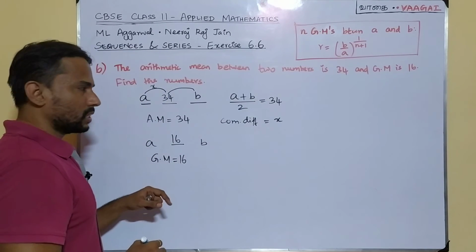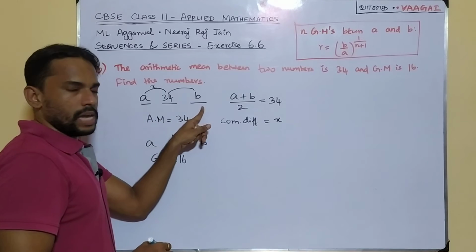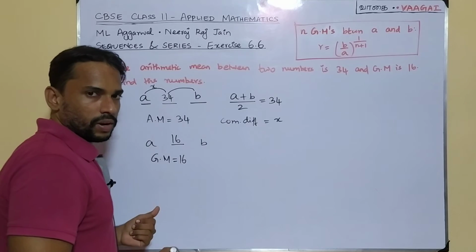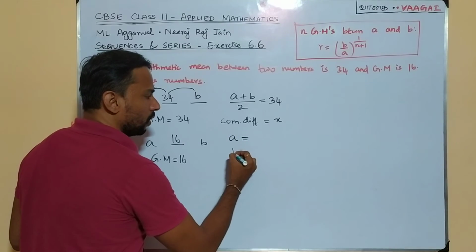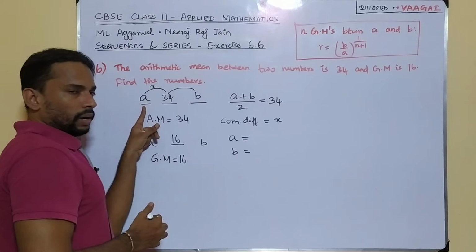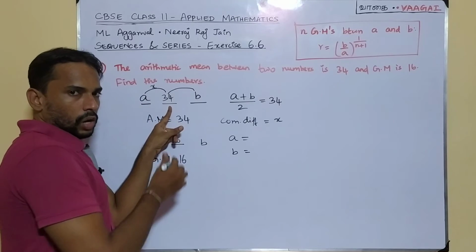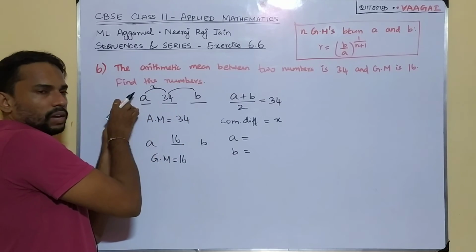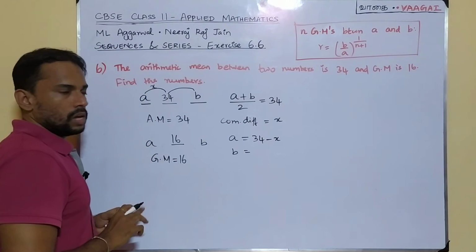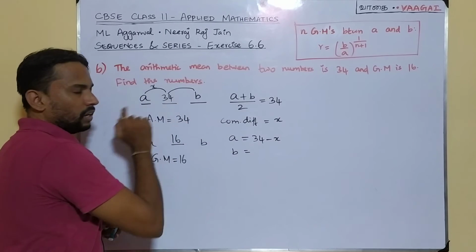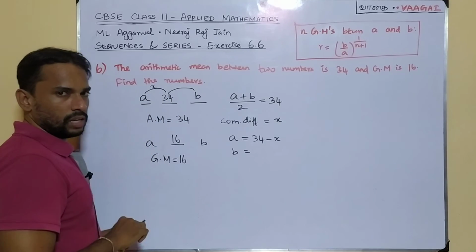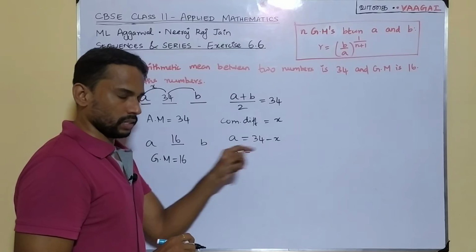Now we will try to represent A and also B in terms of X, along with 34. Now what will be A and what will be B? I know this term is 34. Now from 34, if I want to move to A, I will just do 34 minus X. Because A plus X, if I do, I will be reaching 34. But from 34, if I want to go to A, I do 34 minus X and I will reach A. So A will be 34 minus X.